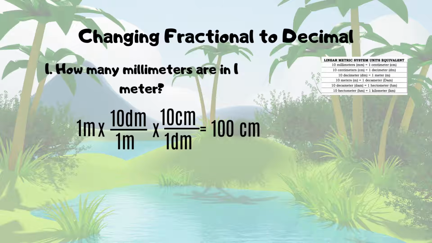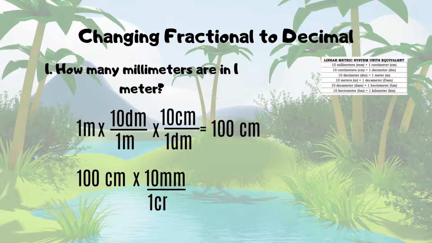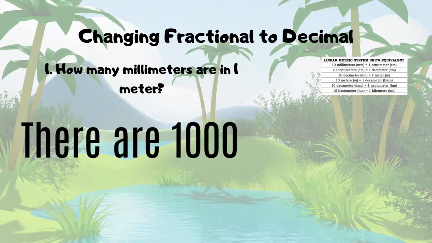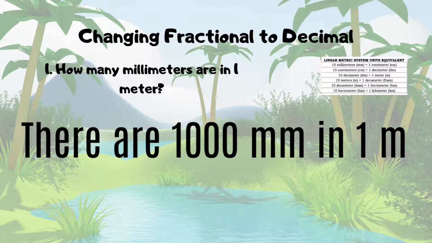Finally, we convert 100 centimeters to millimeters. Since 1 centimeter is equal to 10 millimeters, we multiply 100 centimeters by 10 millimeters per centimeter to get 1,000 millimeters. Therefore, there are 1,000 millimeters in 1 meter.